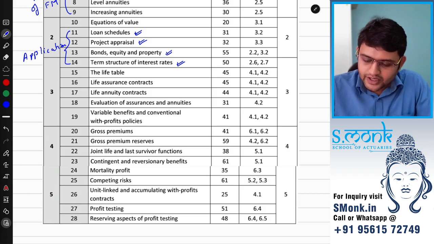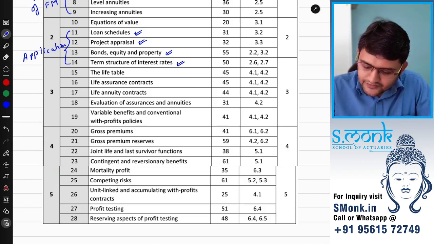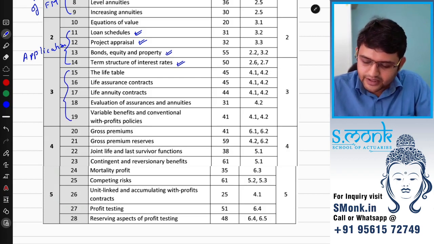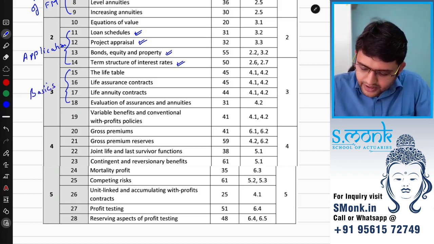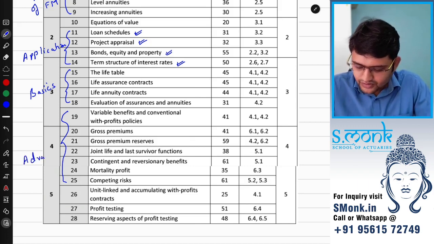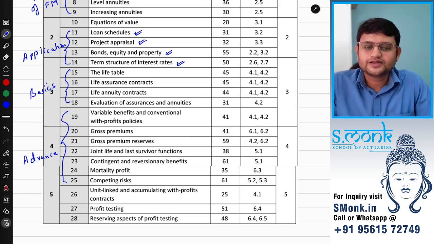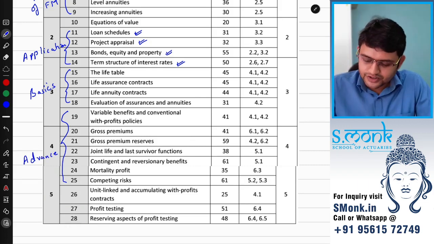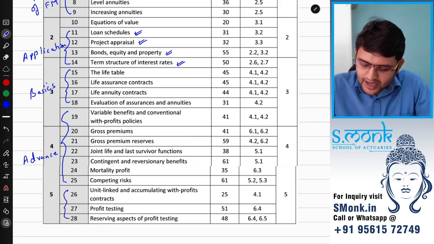Again, when it comes to life insurance, we'll have some basics at the beginning. From chapter 15 to chapter 18, we have basics. And from chapter 19 to chapter 25, we have, you might say, advanced. This is not basics. It is the advanced level of the life insurance part, and this is sort of the application part.